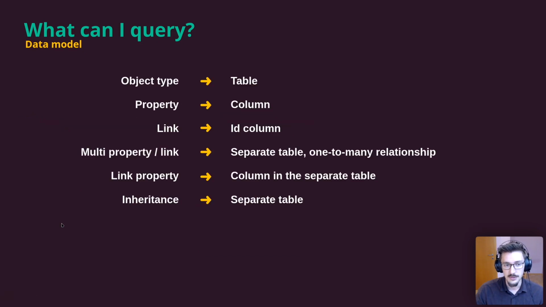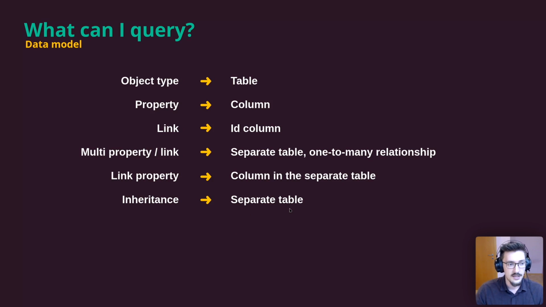Okay, this is how we store things. Object types are in tables. Every property is a column. Every link is an ID column. Multi-properties are a separate table with a one-to-many relationship to the original object table. And link properties are columns in these separate tables. Inheritance is done via separate tables. This may be a lot, so let's go over it with examples.